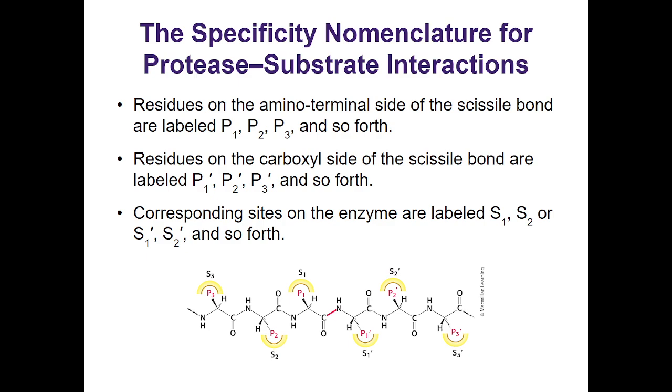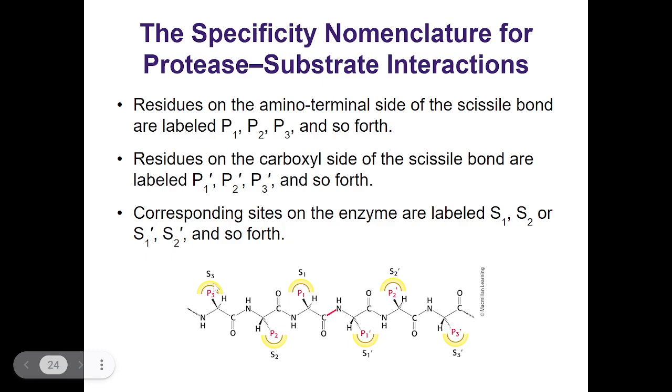So for example, in this case, since we typically refer to the amine side as the leading edge, right? And the carboxyl side would be the ending. The P1, P2, P3, and so forth would be the amine side. The other side that we're going to cleave, the carboxylate side, is going to have the second set of these. P1 prime, P2 prime, P3 prime, P4 prime, etc. Okay, the corresponding sites on the enzyme are going to be labeled S1, S2, or S1 prime, S2 prime. These are the sites on the enzyme that would bind to those, okay?